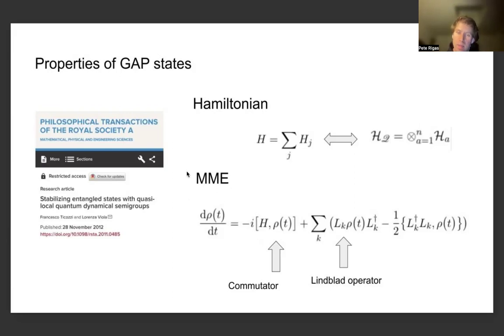And in this case, the MME has contributions from both the commutator and the Lindblad operator, which is related to some standard facts about quantum mechanics, in that we want to commute the Hamiltonian, like how we can decompose the Hamiltonian into J components, as given here, with the time-dependent density rho of t, while also looking at contributions from other operators with the summation being over k.